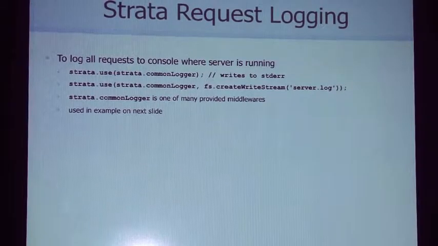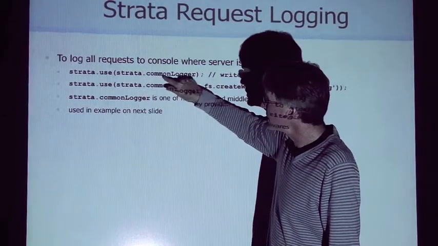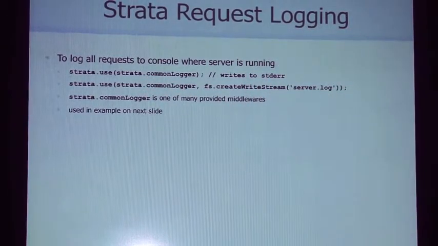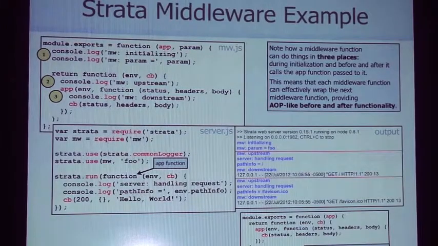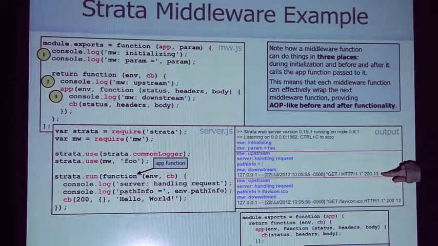Another thing we can do is ask Strata to log all the requests that have come in, and we're going to see that in the next example. It's just a piece of middleware. You tell it to use the common logging middleware, and you get that functionality. In the output on this slide, this black line right here was logging one of the requests, and this is logging another one.